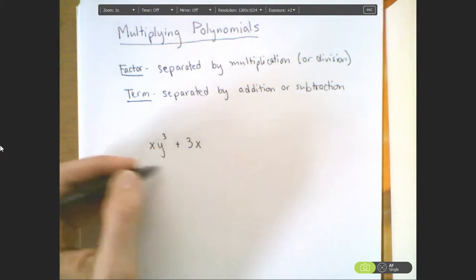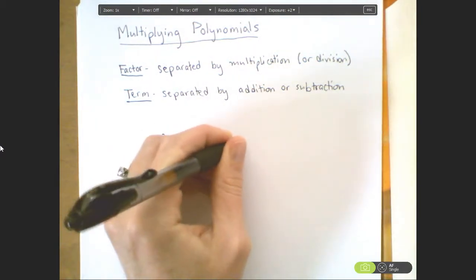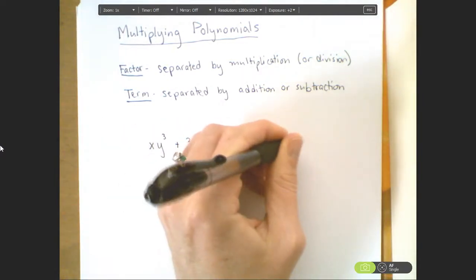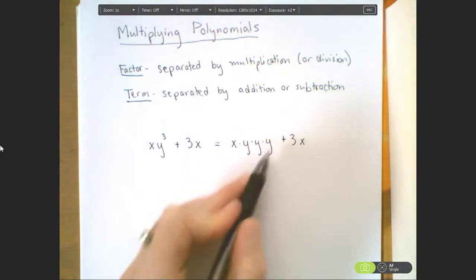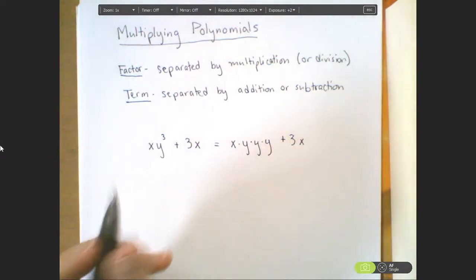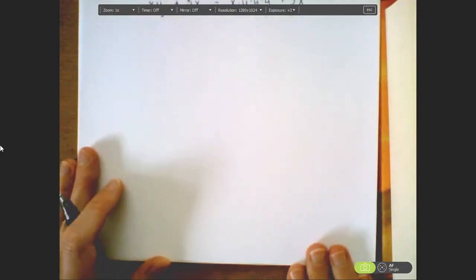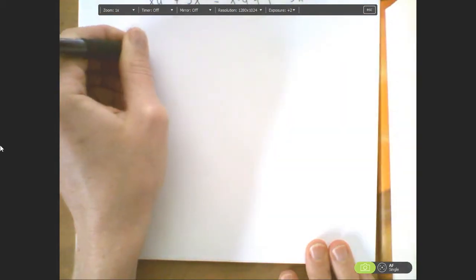If I wanted to separate this out even more, this expression is equivalent to the expression x times y times y times y plus 3x. So you could say that y was a factor of the first term as well. So when talking about multiplying polynomials, we're going to start with the most basic form of multiplying polynomials, and this example is going to be of the distributive property.